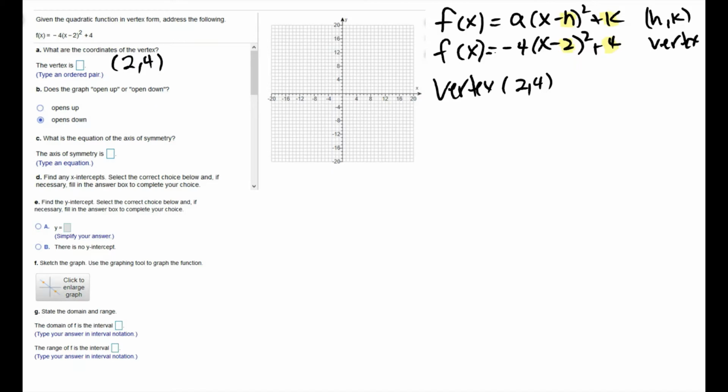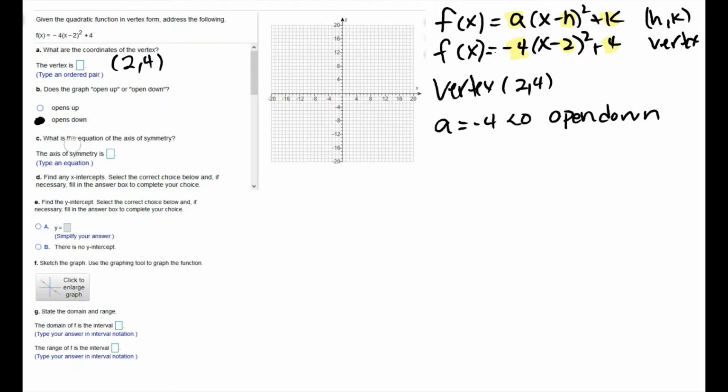The next part says, does the graph open up or open down? We can figure this out based on the value of a. Our value of a is -4. And because that is negative, or less than 0, we know that this parabola is going to open down. So we would answer opens down.